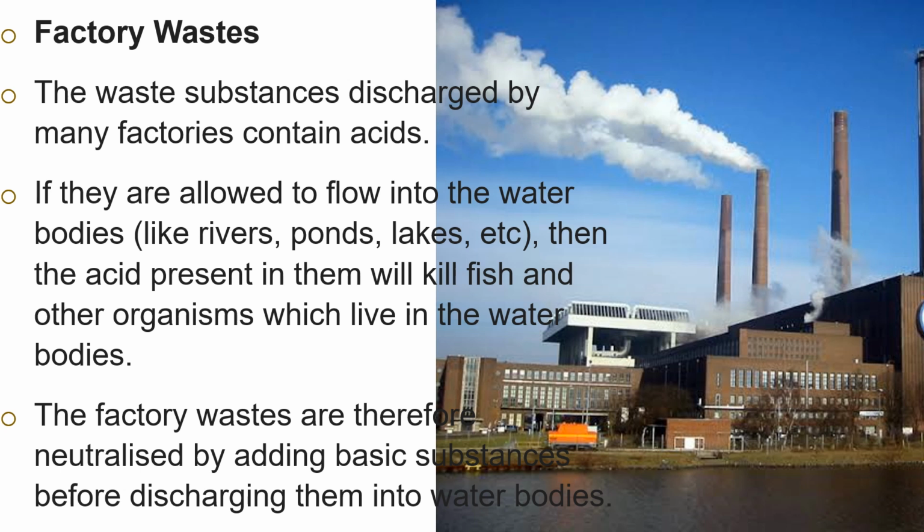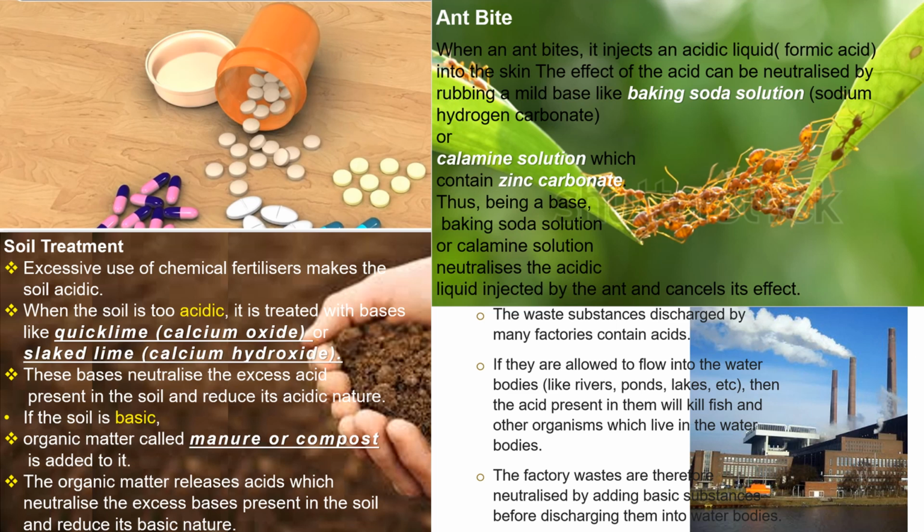Next, the waste substances discharged by many factories contain acids. If they are allowed to flow into water bodies like rivers, ponds, lakes, etc., then the acid present in them will kill fish and other organisms which live in the water bodies. The factory wastes are therefore neutralized by adding basic substances before discharging them into water bodies. That's all about neutralization in everyday life.